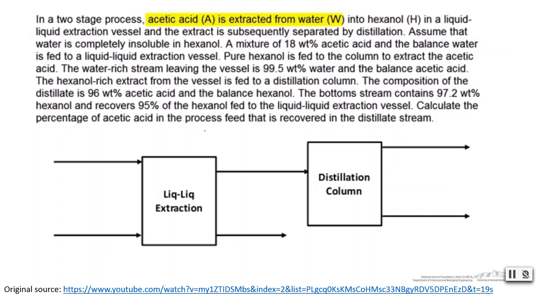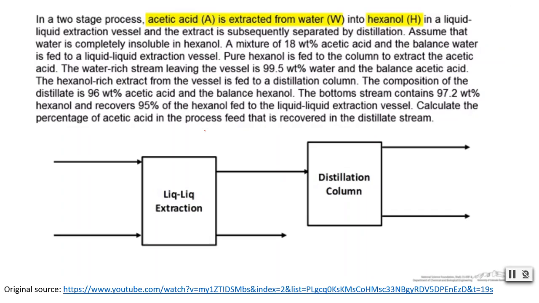In this problem, we have acetic acid and water that's being fed to the process. These two species are difficult to separate by distillation, so the purpose of the liquid-liquid extraction column is to transfer acetic acid from water into hexanol. And the acetic acid-hexanol mixture is then fed to the distillation column, where the acetic acid can be separated. The schematic of this process is shown below.